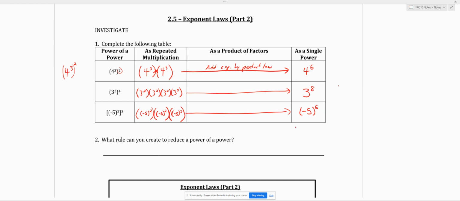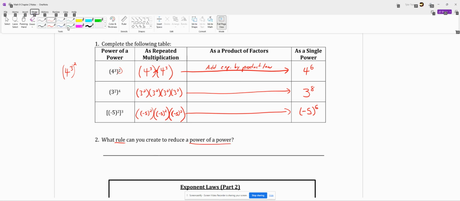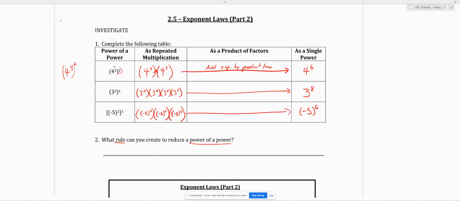Well, again, we can skip right over and just add 2 plus 2 plus 2 to get negative 5 to the 6. What rule can we create to reduce a power of a power? I find it a little quicker, but all that we're doing here is, as I said in a couple of these, this is 2 groups of 3 fours. This is 4 groups of 2 threes. And when we say groups of things, that is multiplication. That's the definition. 3 times 12 can be the same as 3 groups of 12 or 12 groups of 3 to get you 36.